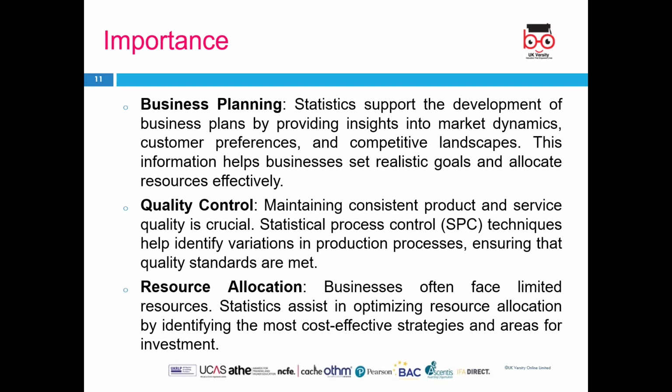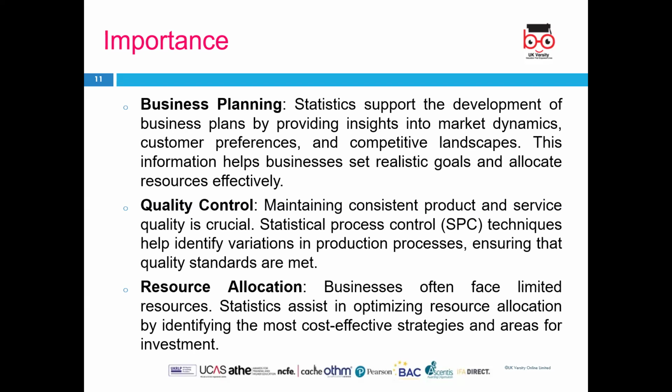Then you have the important function of quality control. So in this, statistical tools and techniques are useful in maintaining consistent product and service quality. Some of the tools, like statistical process control, help in identifying the deviations in the production processes and ensuring that the quality standards are within the acceptable deviations, and the organization produces quality products.